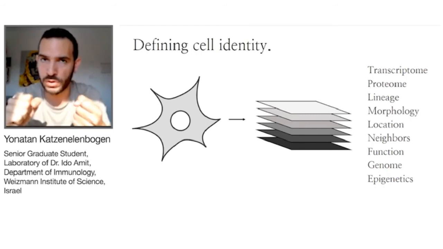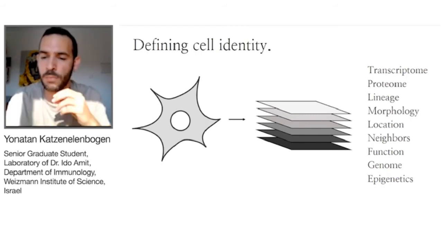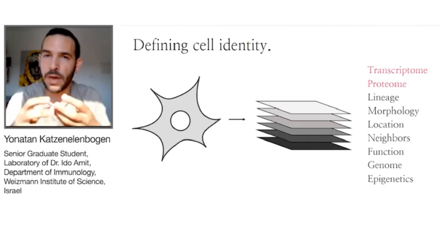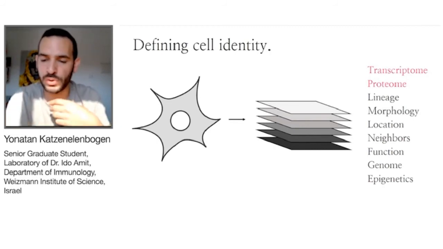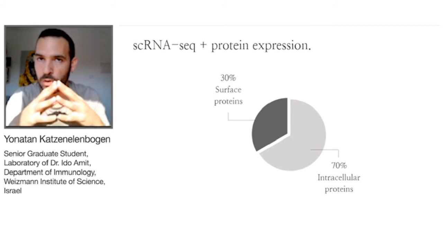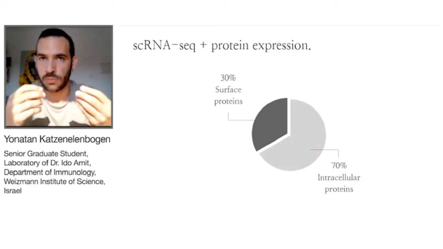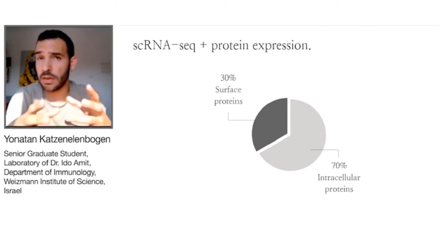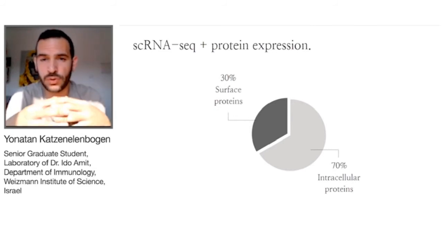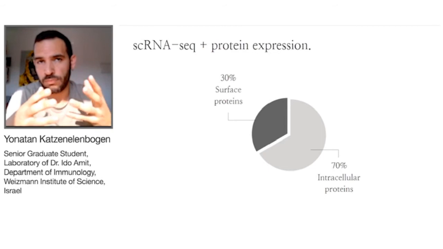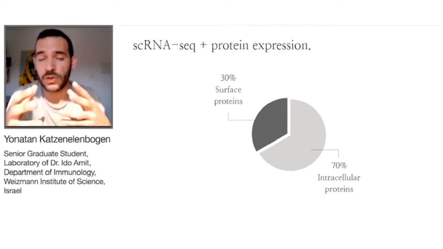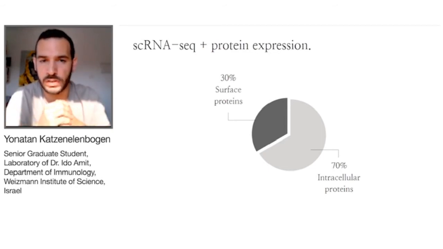So this is what we're trying to do in our world, combining transcriptome and proteome. This is quite intuitive, and we do it regularly. What do I mean? Usually we stain the cell. We can stain surface markers. We stain the cell, and then when we're using the FACS, we can sort them according to a certain expression of surface protein.